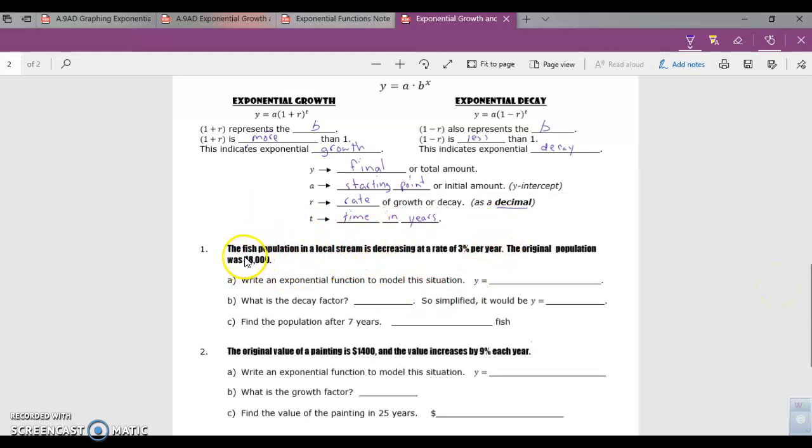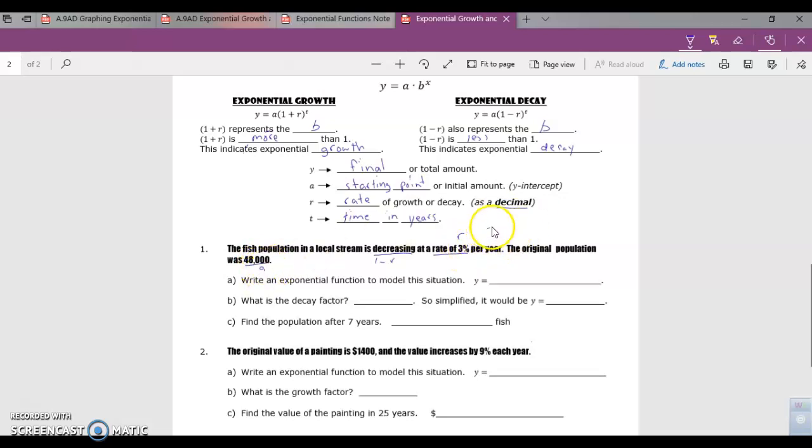So we're looking at a fish population in a local stream. It's decreasing. So always look for those key words. It's decreasing, which means instead of using 1 plus r, we need to use 1 minus r. So that's going to be a 1 minus r situation. And our rate is 3% per year. So this is going to be your r. And our original population is 48,000. So that's your a value.